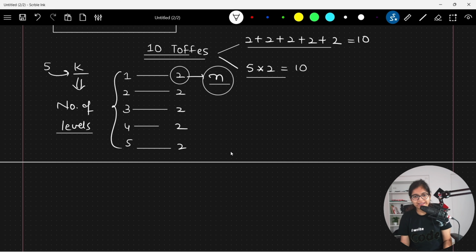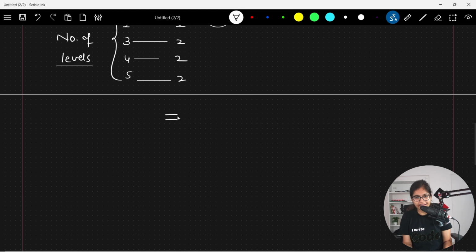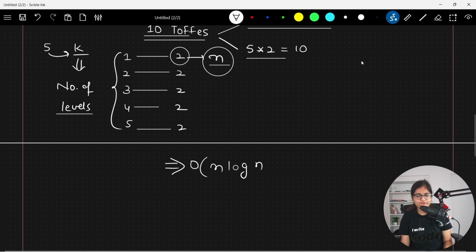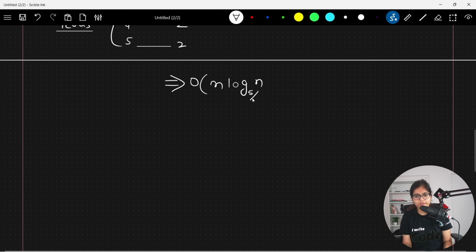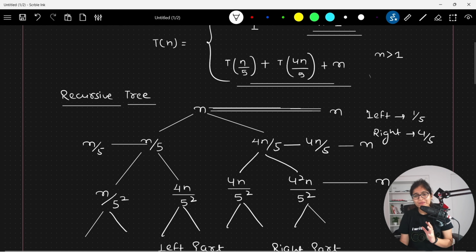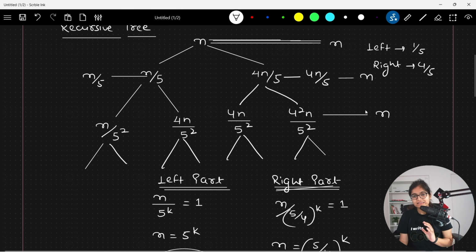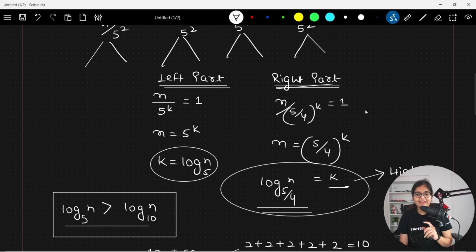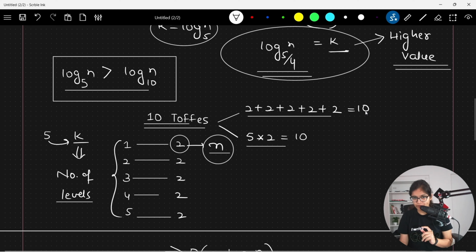That's why you will get an overall time complexity of order of n multiplied with log of n base 2, because that is the bigger value. So that is the overall result or the answer for this particular approach. I hope everyone is able to get an idea of how, with the help of a recursive tree approach, we can solve any kind of problem.